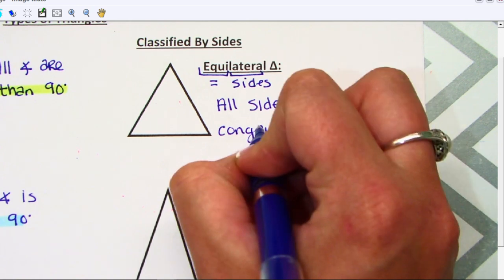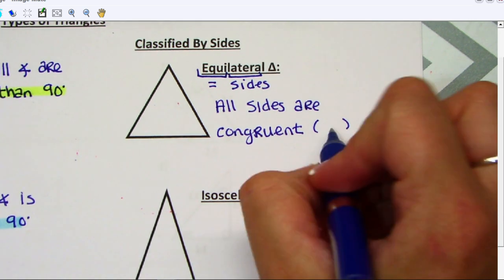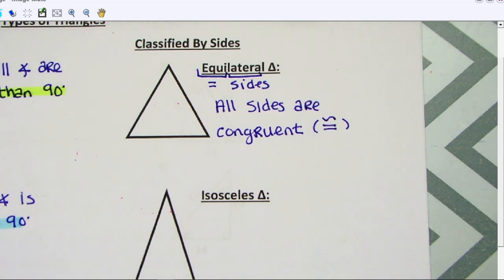How do I draw the congruent symbol? I forgot how to do it. It's an equal sign with a little squiggle. If it's not on top of an equal sign, it's called a similarity symbol, but when it's on top of the equal sign, I really don't know the math term for it. Just a little squiggle. So that means congruent.